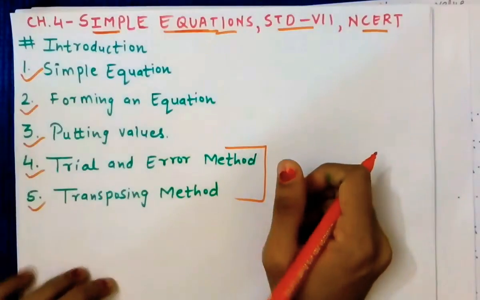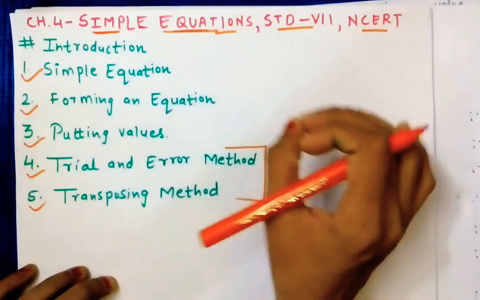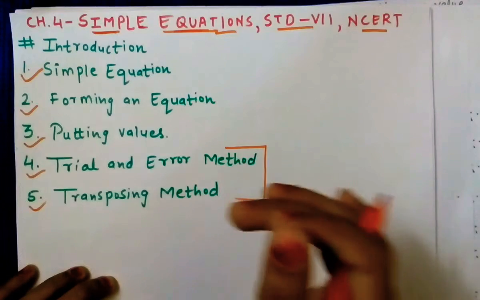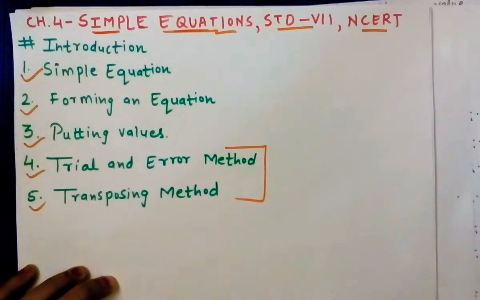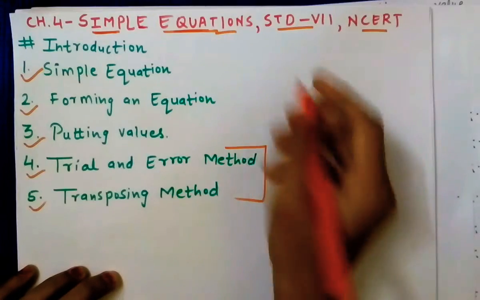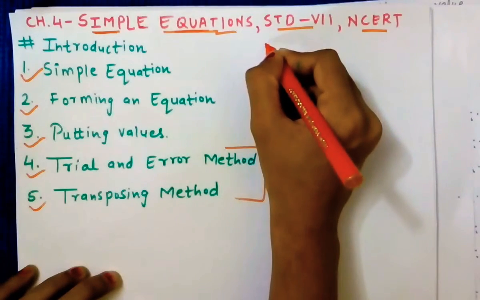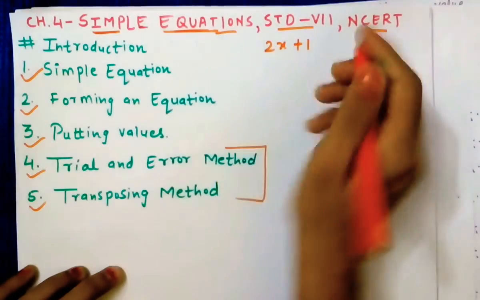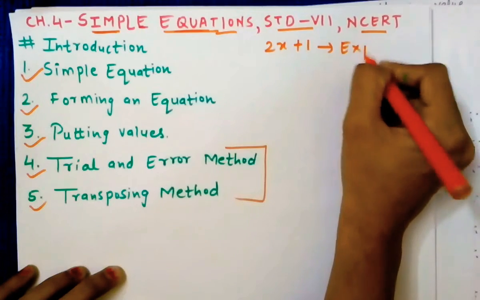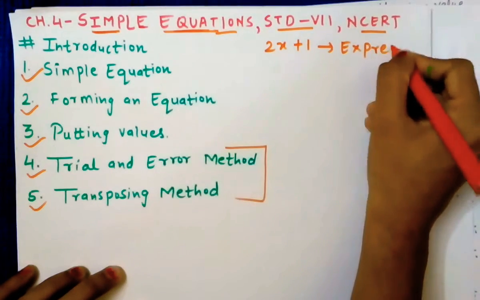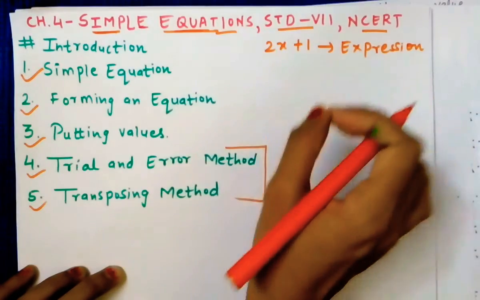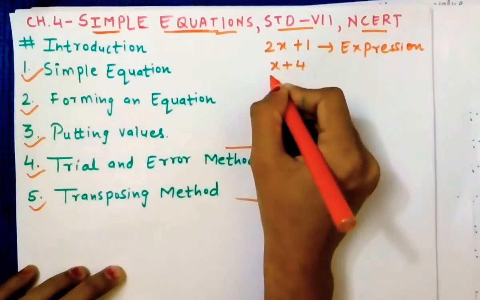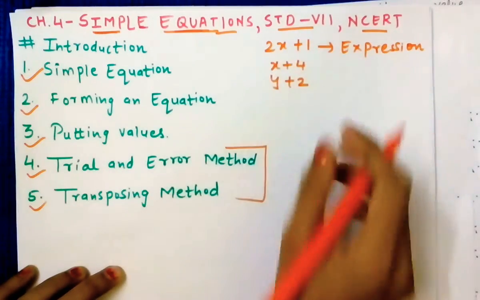So let's start. First of all, the chapter name is simple equation. So what is equation? In your previous classes you have already learned about algebraic expressions in 6th standard. You have gone through the chapter algebraic expressions. Whenever we write, for example, 2x plus 1, what I have written is called an expression. This is not an equation, this is just an expression. This way you can make any expression, for example x plus 4, y plus 2. All these are expressions.